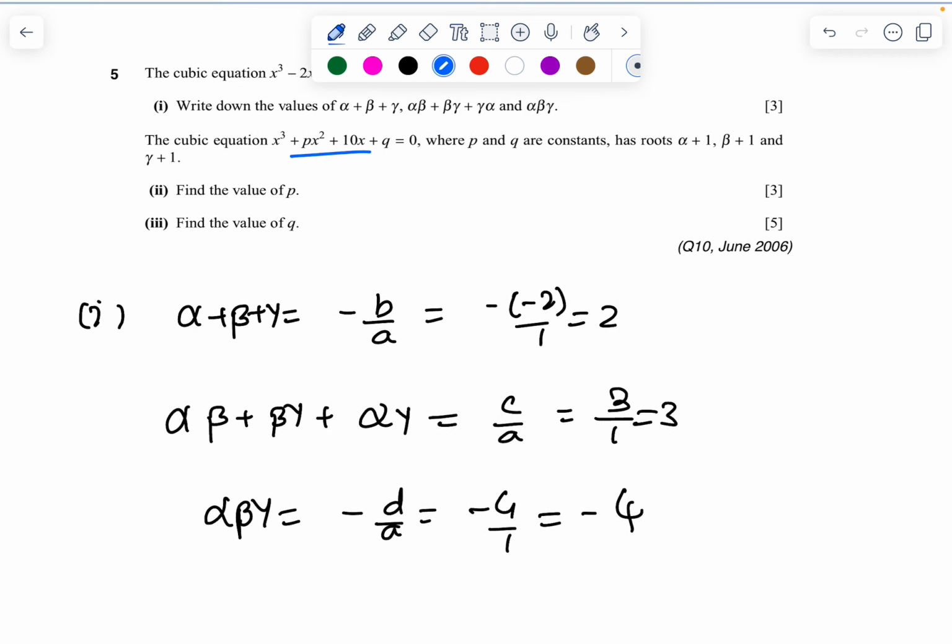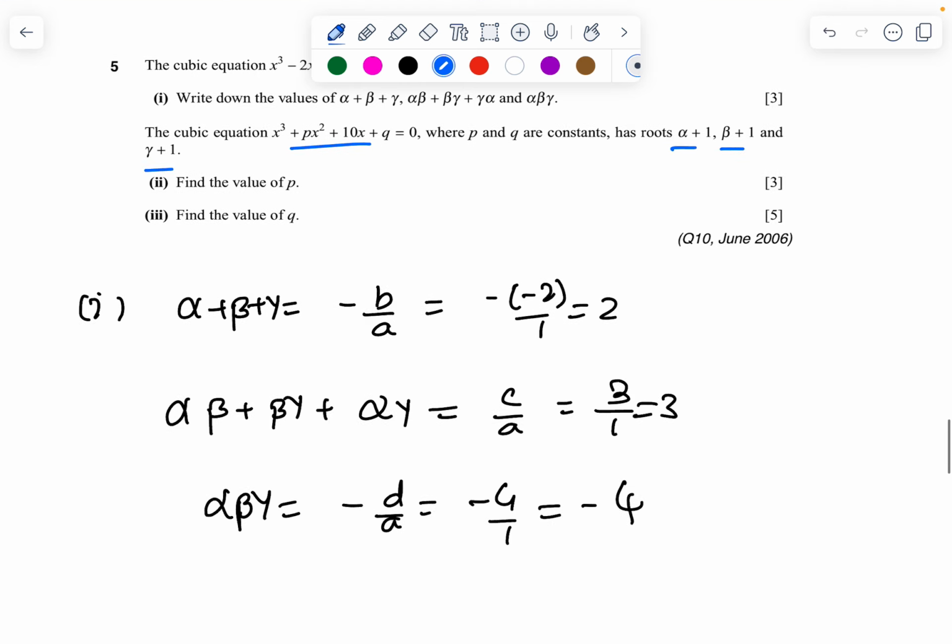A cubic equation has roots alpha plus 1, beta plus 1 and gamma plus 1. Find the value of p.